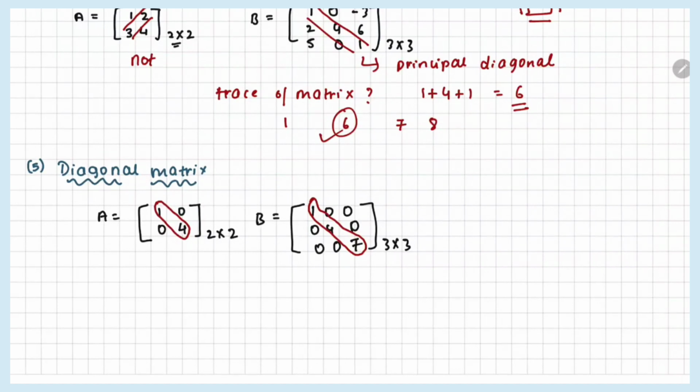This is called a diagonal matrix. You can observe that only the diagonal elements are non-zero, that is 1 and 4, and 1, 4, 7. All the other elements are 0 except the diagonal. This kind of matrix is called a diagonal matrix. Did you get my point? Only the diagonal elements are non-zero, that is 1, 4, 7, but the other elements are 0. Here also only the diagonal elements are non-zero. These types of matrix we call a diagonal matrix.